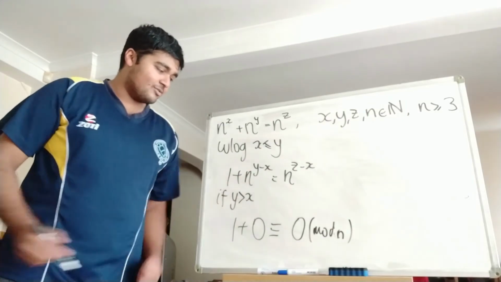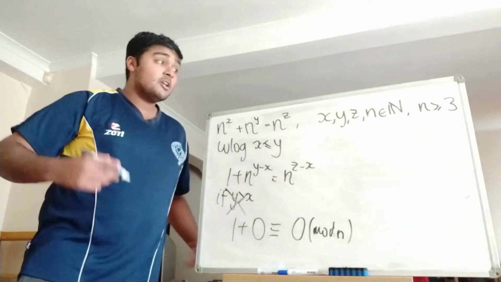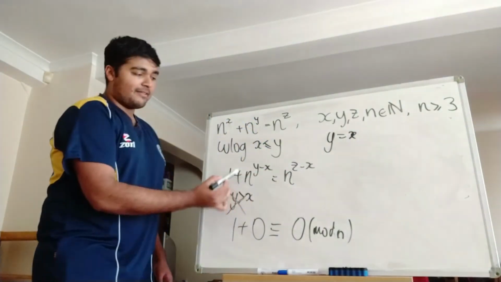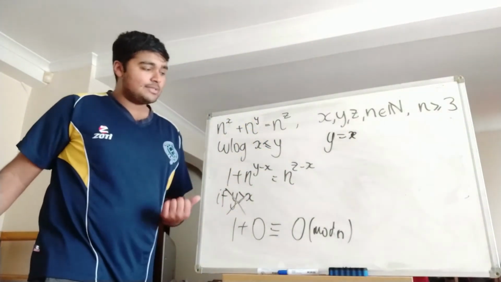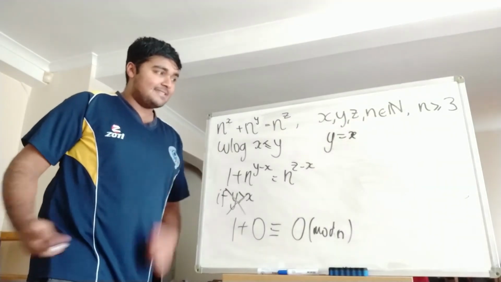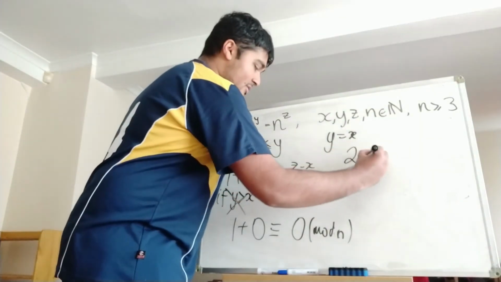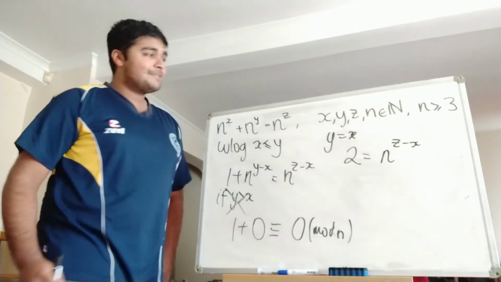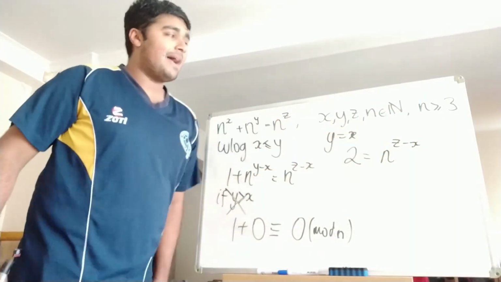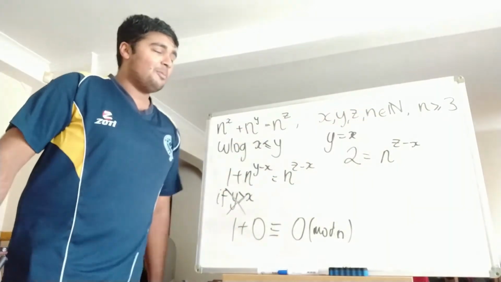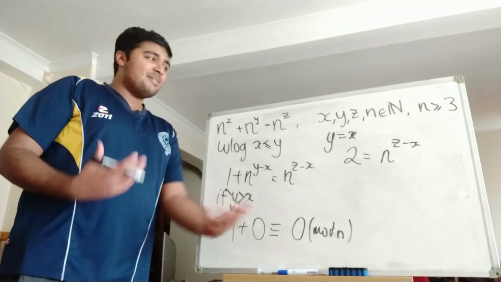So this is not true, so y cannot be bigger than x, so we must have that y equals x. If we plug that into this line, y equals x tells us that y minus x is 0. So we have 1 plus n to the 0, which is 1 plus 1, which is 2, and that equals n to the z minus x. So n to some positive integer power, and n is at least 3. This is clearly not possible because 2 is a prime number, it's less than 3.